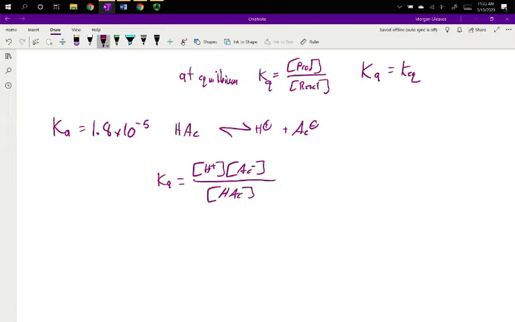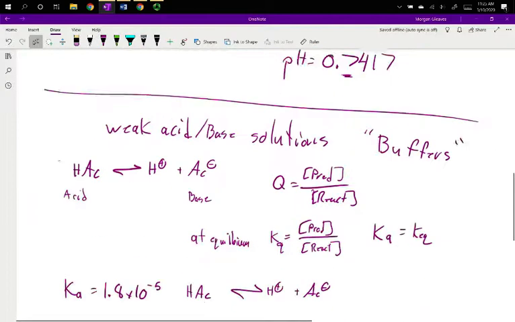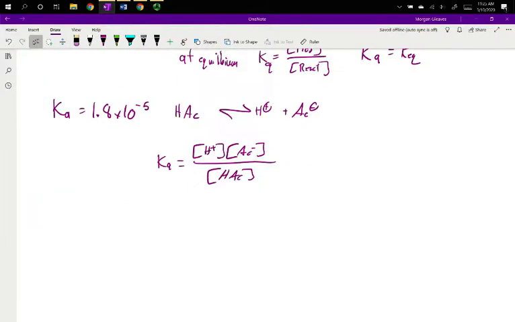Every weak acid is going to look like this. You're going to have the H+ and the base on top, the acid on the bottom. It doesn't matter if it's ammonium, hydrofluoric acid, carbonic acid, citric acid, anything else. They all have this same setup: H+ and base on top, acid on bottom. Why this is useful is that if we know 3 of these 4 unknowns, we can solve for the other one.